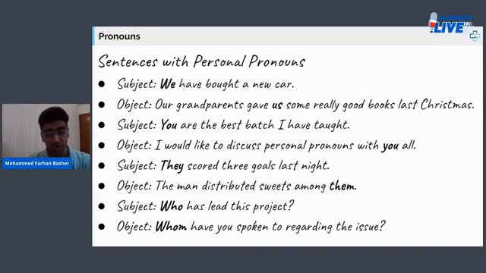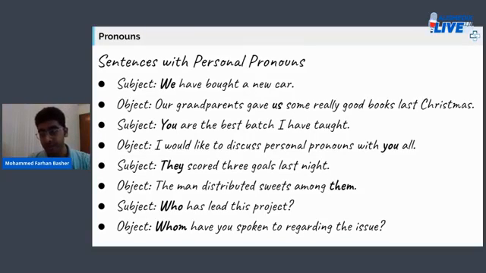Who has led this project? When you want to make a question about someone, you say, who has led this project, meaning who has basically led this project or guided through this project, right? So you say who, because of course you're talking about one person, and you want to know who has taken some action, right?